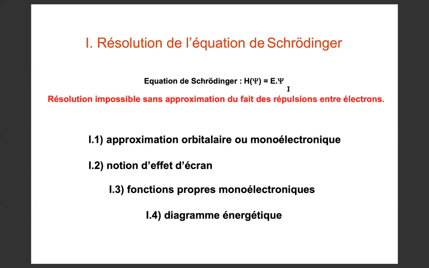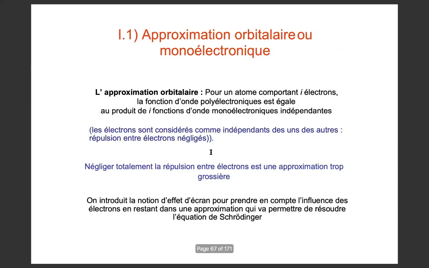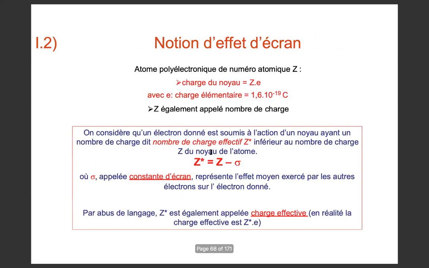So la résolution de l'équation de Schrödinger, you don't do the resolution of the equation. Then we are going to look at the approximation orbitale ou bien monoélectronique, la notion d'effet d'écran, fonction propre monoélectronique, the energetic diagram. What we are going to concentrate on in this chapter is the energetic diagram, but I will still explain how these things flow. Notion d'effet d'écran: this is a principle that explains the shielding energy that electrons exhibit towards each other.